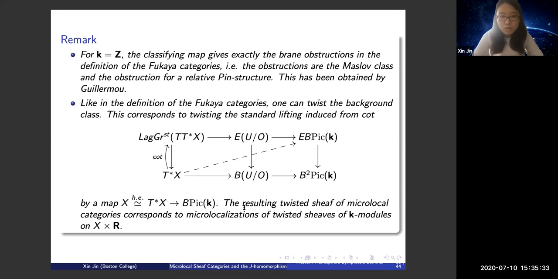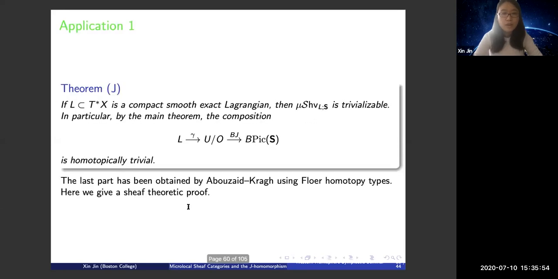The resulting classifying map classifies a twisted sheaf of microlocal categories, which are given by microlocalizations of twisted sheaves of K-modules on X cross R. So the twisting class is given by this map. This is something more general. Before giving some proof, which probably I don't have time for, I'll first show some applications.